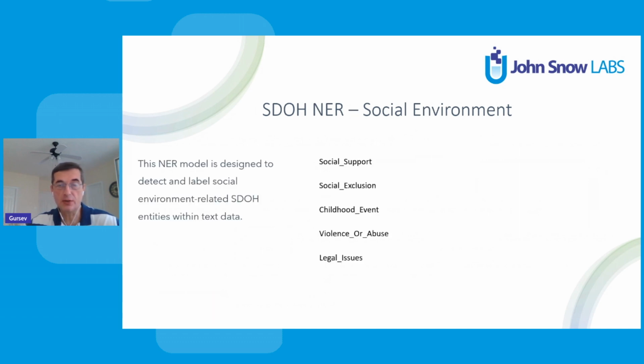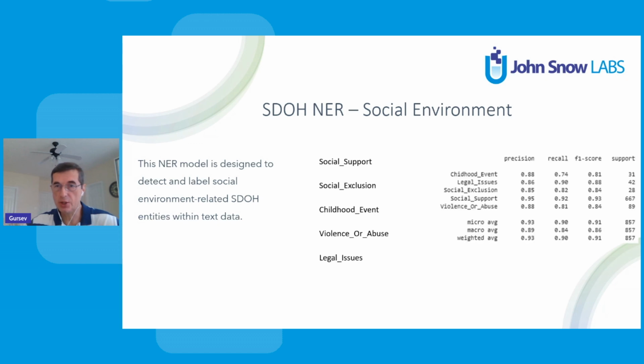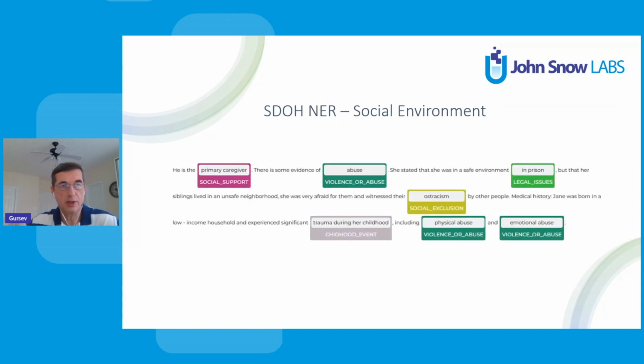The entities that this model is going to get you are social support, social exclusion, childhood event, violence or abuse, legal issues, and the metrics are right here. So again, the micro F1 score is over 90%, so it's quite good. So let's take a look at the other ones.